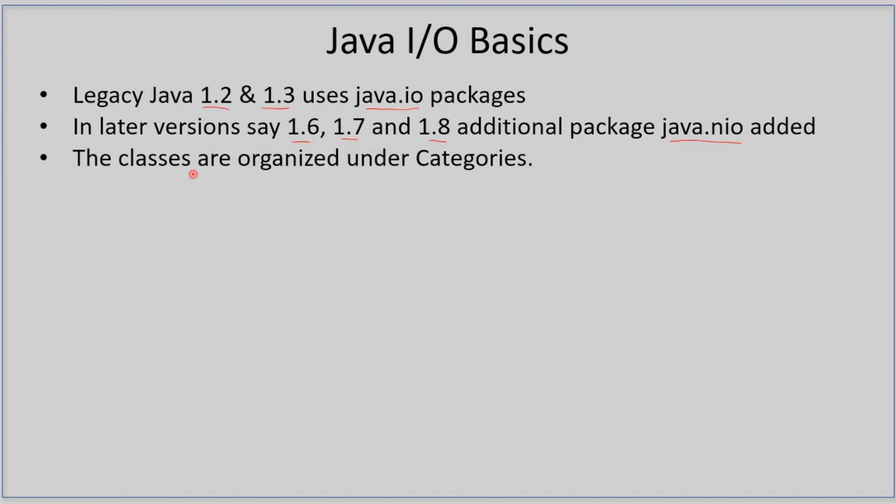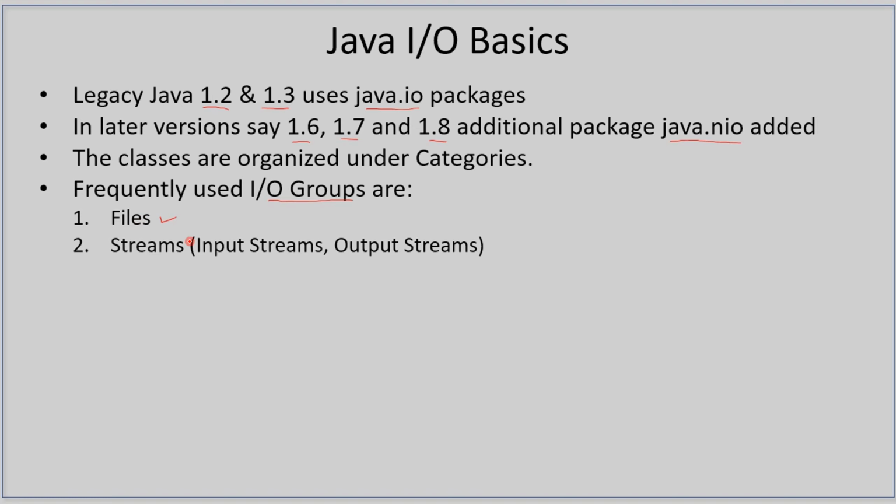So Java IO packages are organized under some categories, and let's look at some of the IO groups or categories. There are API classes for handling files, so we can call this a files related package. After that we will have a stream related package, and that's divided into input streams and output streams.